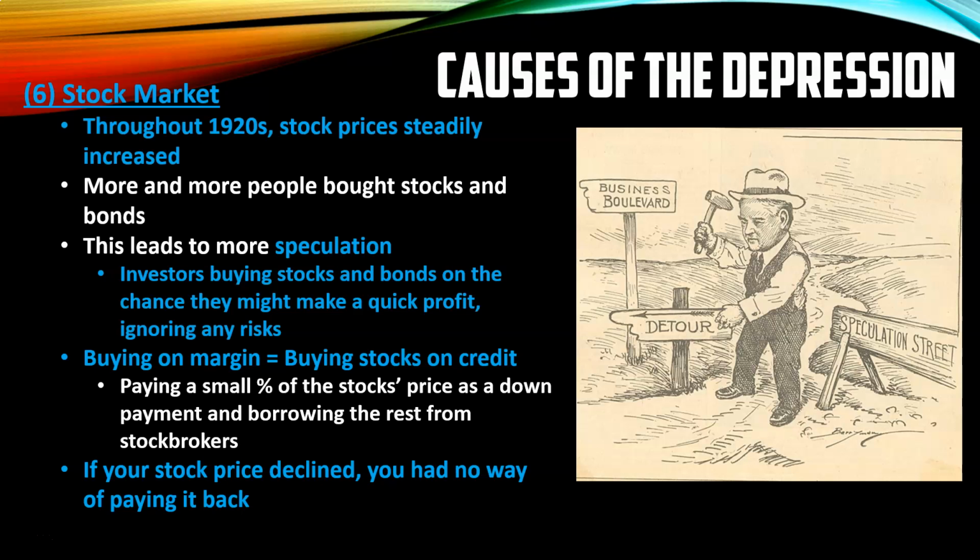Well, these people weren't putting their money in the stock market. They were putting the bank's money. Okay? They were paying a small percentage of the stock's price as a down payment and then borrowing the rest from stockbrokers. And that's bad because if your stock price declined, you had no way of paying the money back.